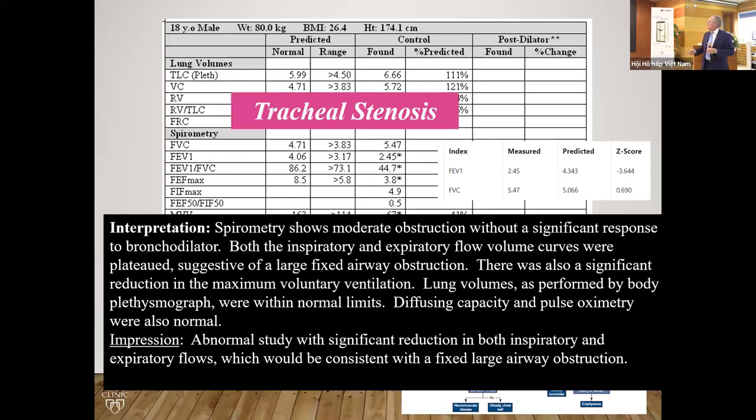This is someone that has tracheal stenosis. He was in a motor vehicle accident. He was on a ventilator for 3 months. He had a tracheostomy tube, and he ended up getting tracheal stenosis from that event.